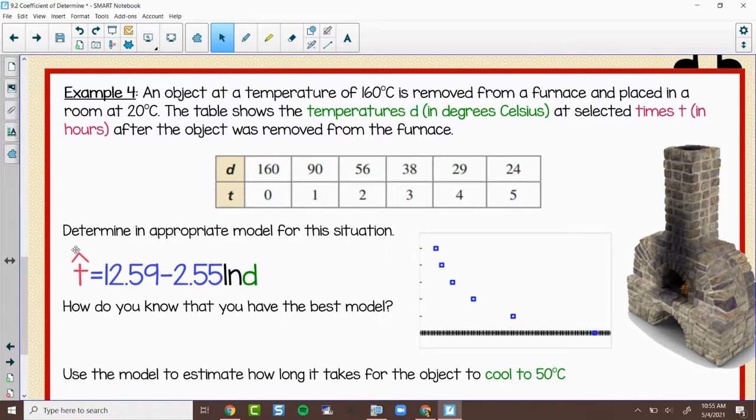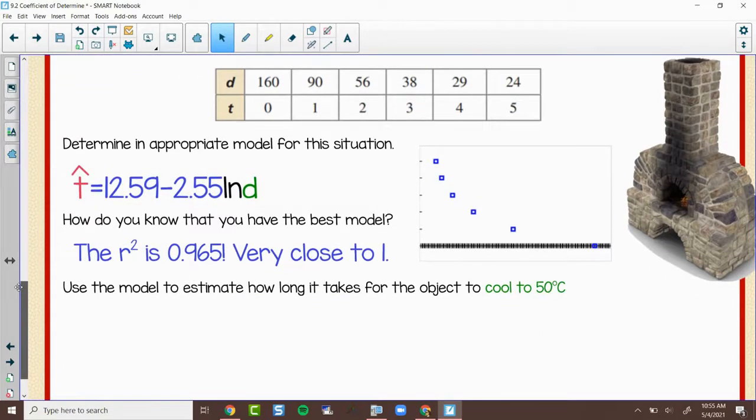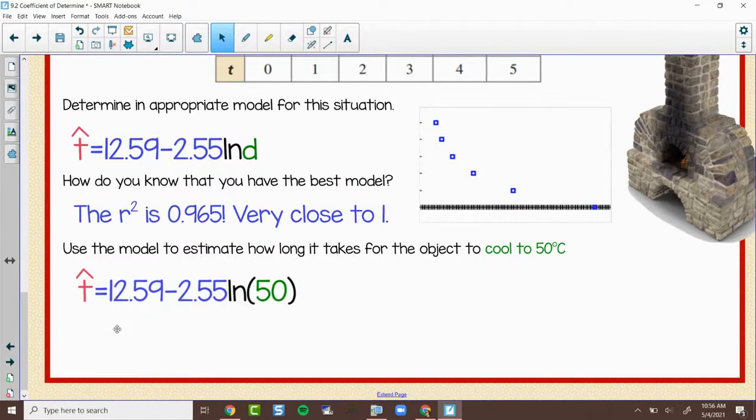So we can plug in degrees and we can get our time. And again, that r squared was 0.965, which was very close to 1. It was slightly better than our quadratic. So now we can use this model and make a prediction about how long it would take for an object to cool to 50 degrees. So I'm going to go ahead and plug in my 50 degrees and get somewhere around 2.632 hours.